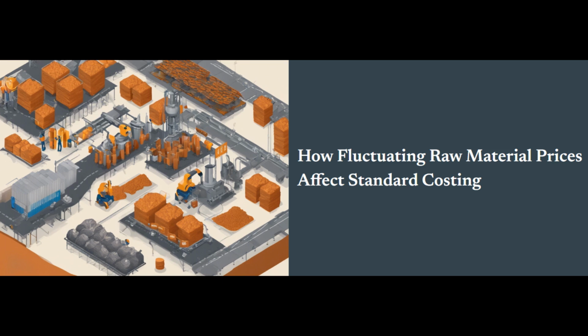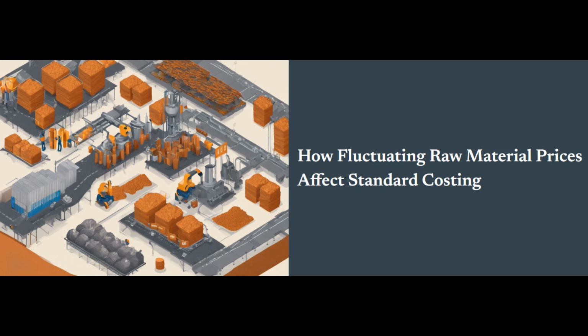Regularly update cost standards. Finally, it's essential to regularly update cost standards to reflect changes in raw material prices and other cost drivers. This may involve adjusting standards on a monthly, quarterly, or annual basis depending on the volatility of the market and the company's specific needs. By keeping standards up to date, companies can ensure that variances are accurately identified and analyzed, and that decision making is based on the most current and reliable cost data.